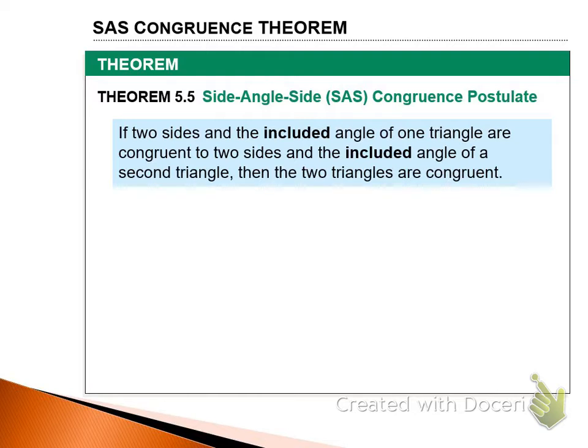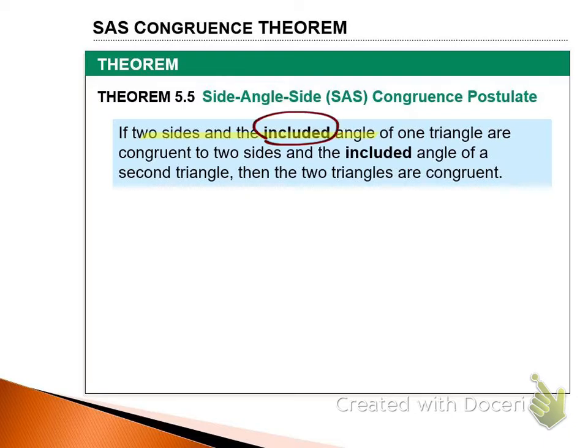So if two sides, so your first blank is 2. If two sides and the included angle of one triangle are congruent to the two sides and included angle of a second triangle, then the two triangles are congruent. That was a lot, but it's not a lot. Go ahead and highlight two sides and the included angle.